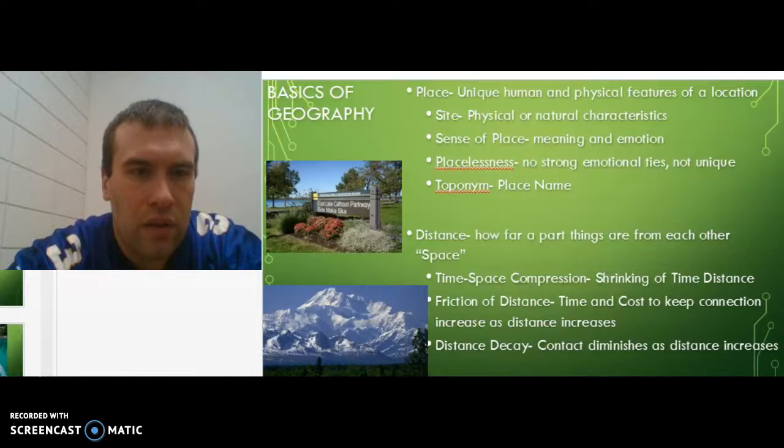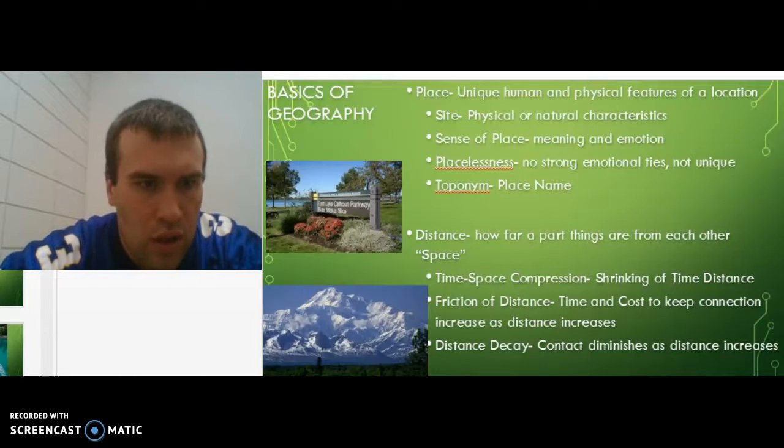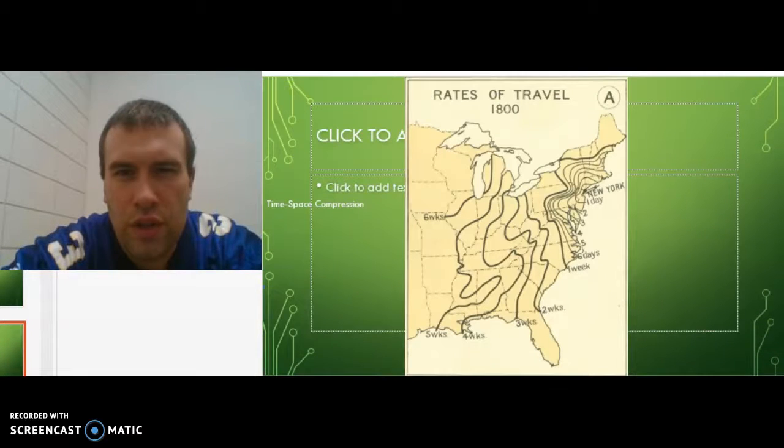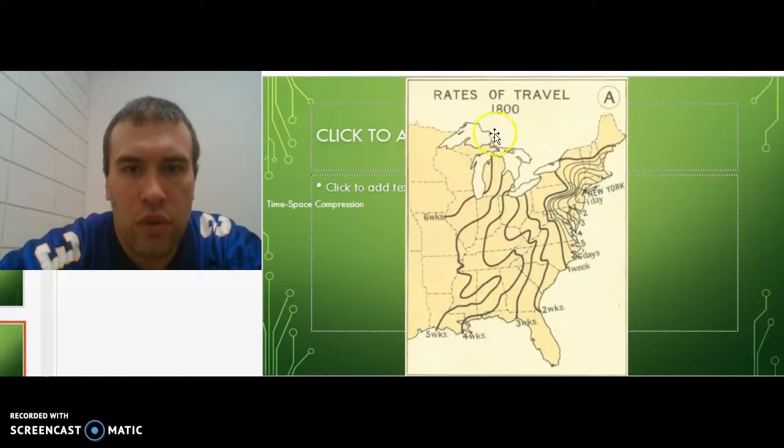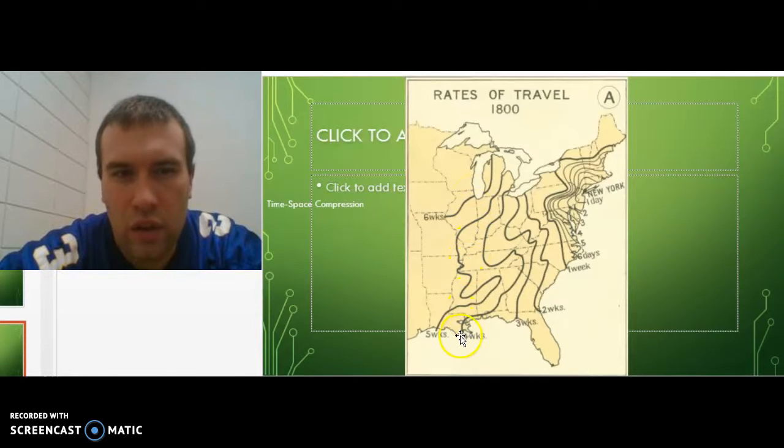This is getting to the fact that it's easier to travel as we go. So if I show you this one, here we go. So this is ready to travel from New York City. This is showing you time-space compression. So you look at New York, and this shows you how far you could get from New York in, let's say, 6 weeks. It would take you 6 weeks to get to Chicago in 1800. It would take you 4 weeks to get down here to Louisiana. It would take you 2 weeks, etc.